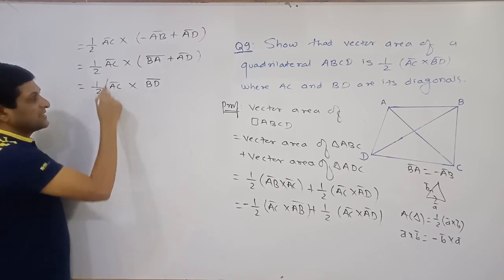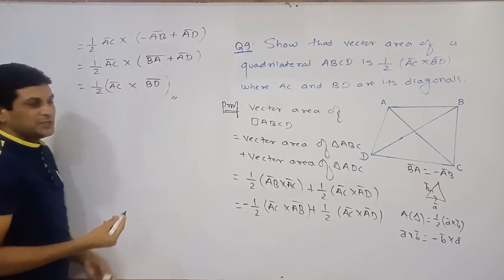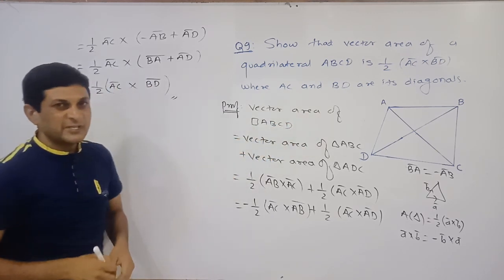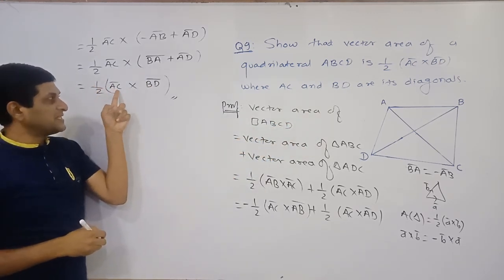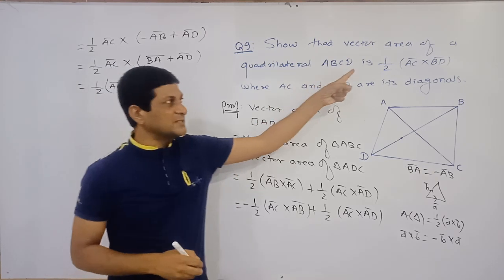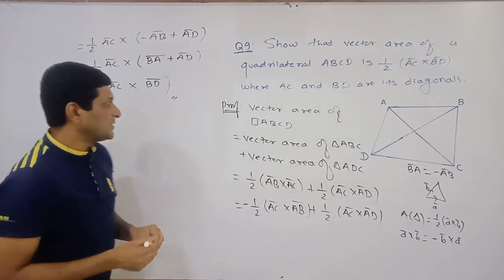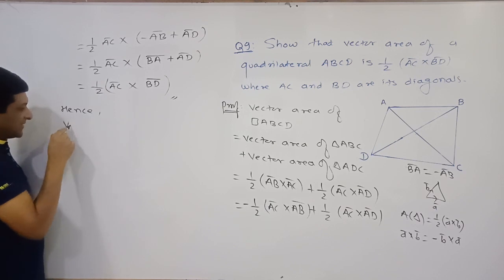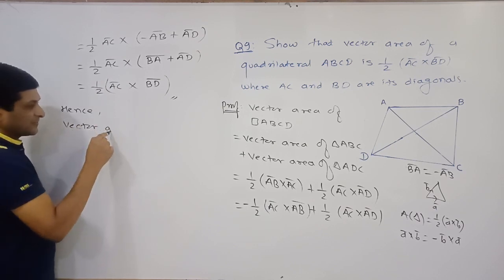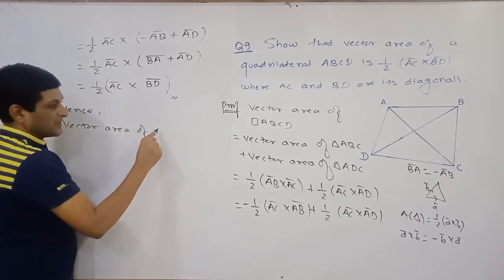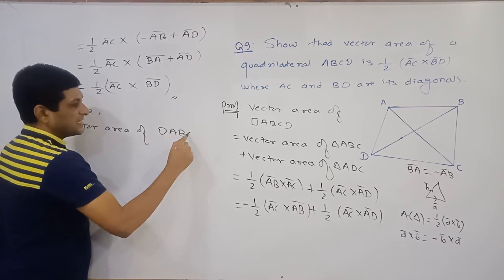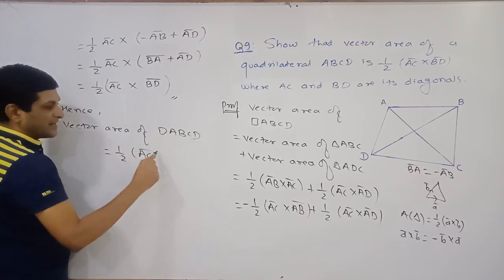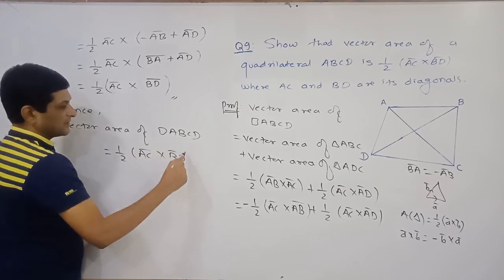So this is the required result which we have to prove here. In this way, what result have we got? Vector area of a quadrilateral ABCD is equal to half AC bar cross BD bar, and that is the result which we have to prove. Hence, we can say that vector area of quadrilateral ABCD is equal to half AC bar cross BD bar.